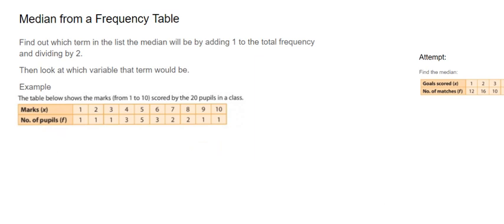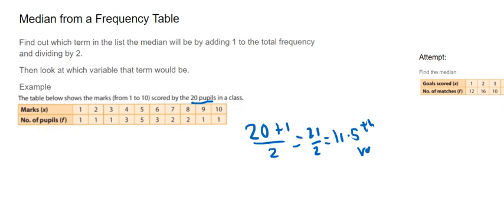but not much, is by just looking at the frequency table and trying to interpret it. So if I'm looking for the middle value, I know that there's 20 different pupils, so these are the marks for 20 pupils. So if I want to find the value that's in the middle, what I can do is 20 plus 1 divided by 2, so 21 over 2. So I'm looking for the 11.5th value, so the value that's in between the 11th and the 12th.